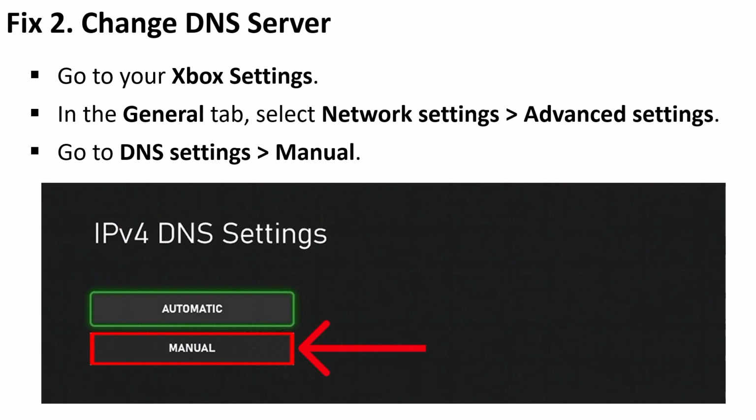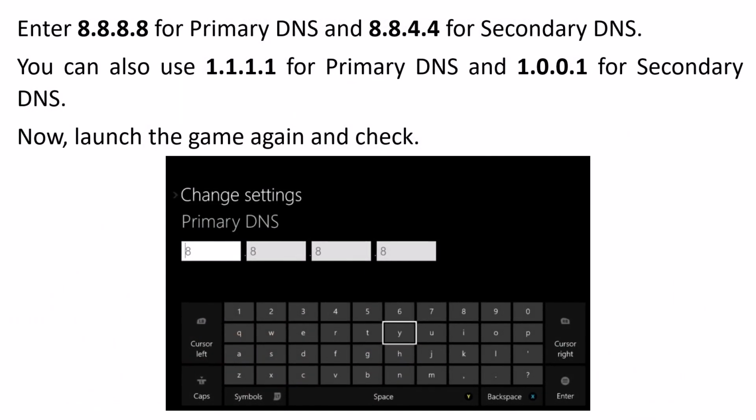Fix 2 is to change the DNS server. Go to your Xbox settings, in the General tab, select Network settings, Advanced settings, go to DNS settings, Manual. Now in the primary DNS enter 8.8.8.8 and in secondary DNS enter 8.8.4.4, save it and then launch the game and check. Now if that doesn't work, then repeat the process and this time in the primary DNS enter 1.1.1.1 and in secondary DNS enter 1.0.0.1, then save it and relaunch the game and check.